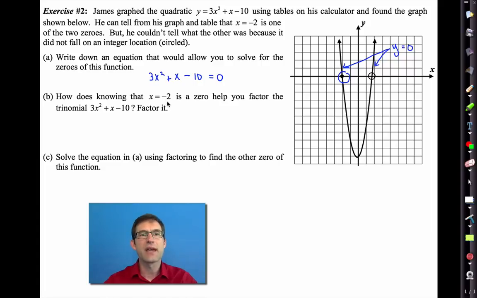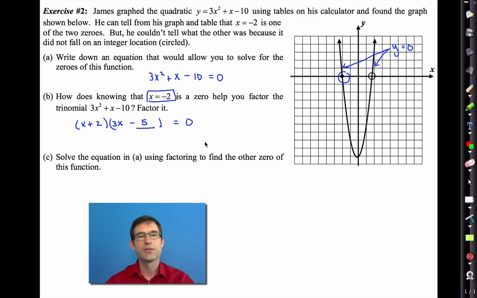If x equals negative 2 is a 0, then x plus 2 must be a factor. Think about that a little bit. X plus 2 must be a factor. Now that really helps me out, right? Because it tells me that this has to be 3x, and whatever is sitting here has to multiply 2 to give me negative 10. Well, that means that's got to be negative 5. It's got to be. All right?